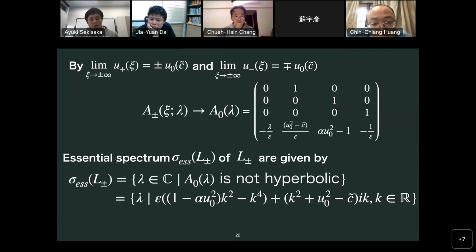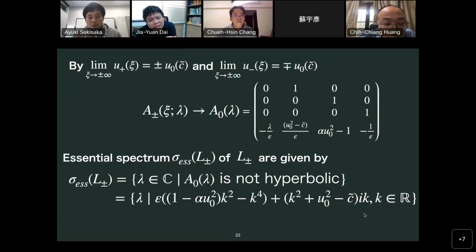It is well known that the essential spectrum of the linearized operator is given by this relation. The essential spectrum of A0 lambda is not hyperbolic for lambda, and so we can obtain this final equation, which is also the essential spectrum of the traveling front.